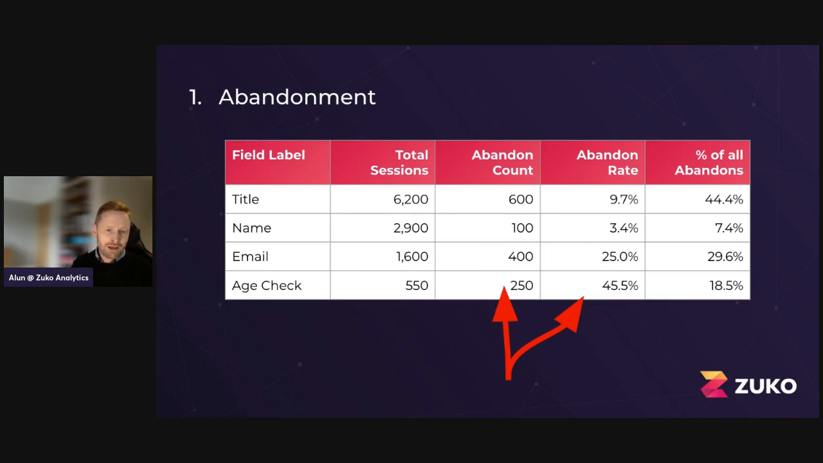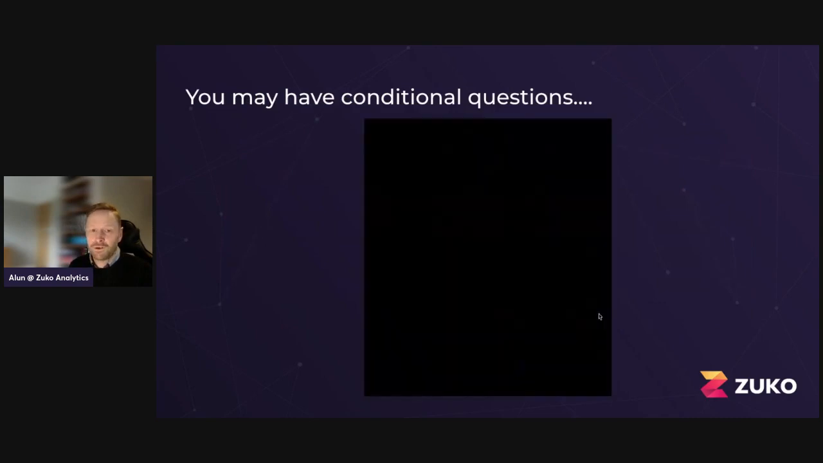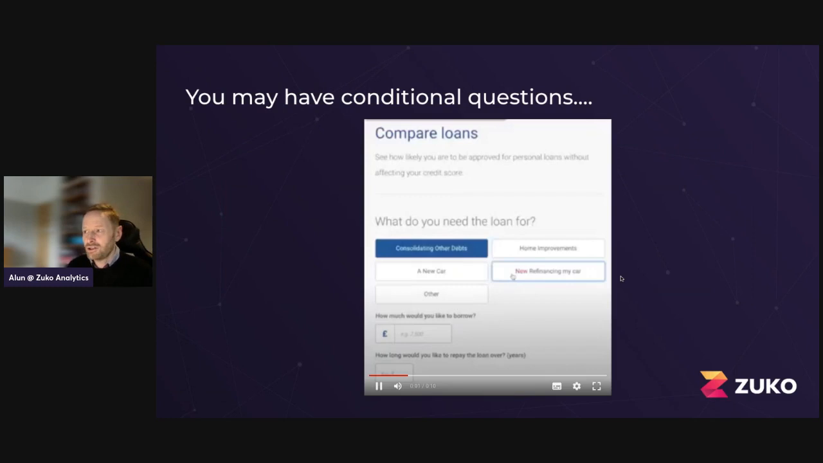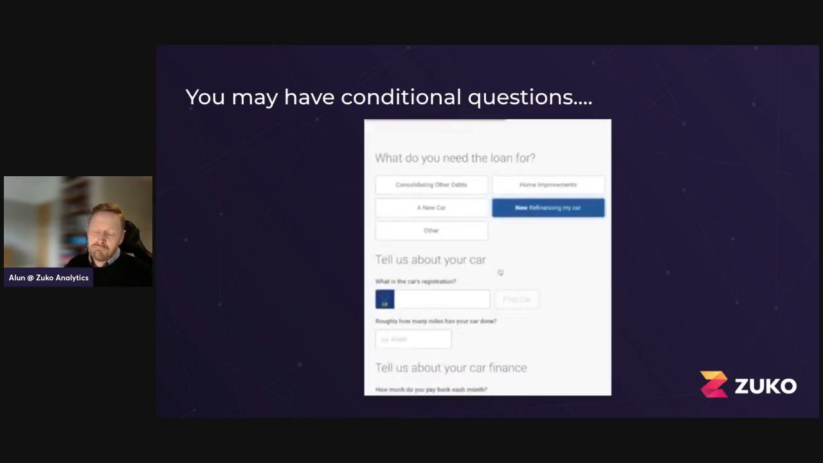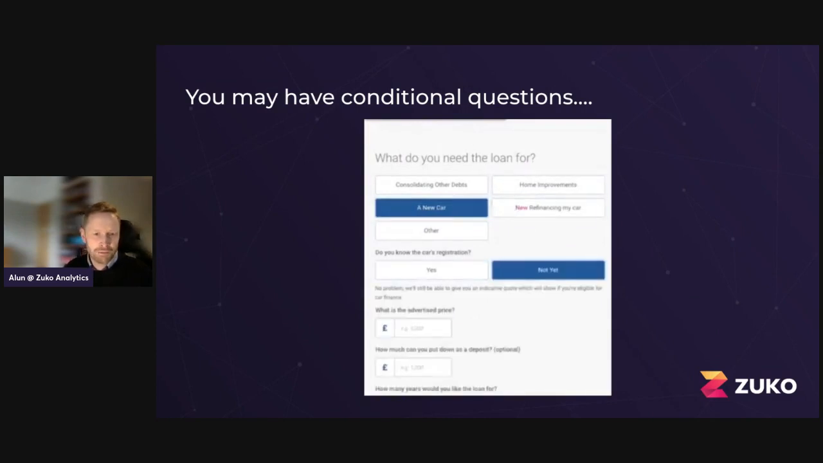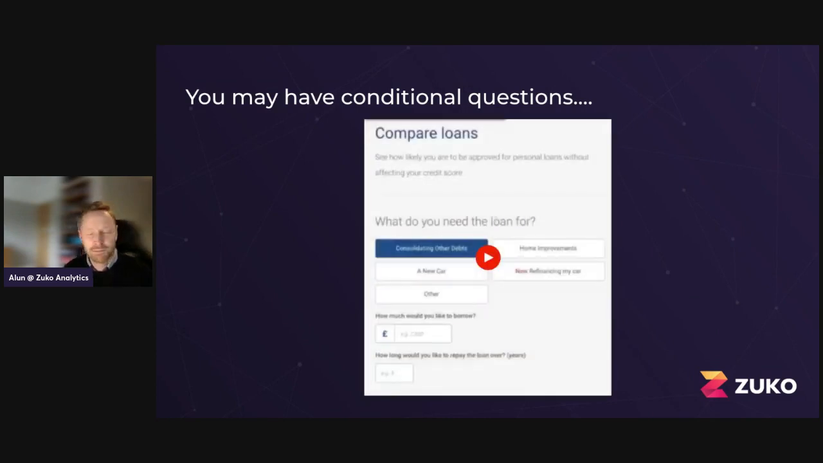Why is that important? It's important because obviously not everyone sees every part of a form. A couple of reasons for this. Firstly, you may have conditional questions. Just a little video here that shows you on a form where you answer one question and it shows you a different one. So not everyone's going to take the same pathway. So a significant proportion of people might not even see a particular question. So that's why you need to look at percentages as well as absolutes.